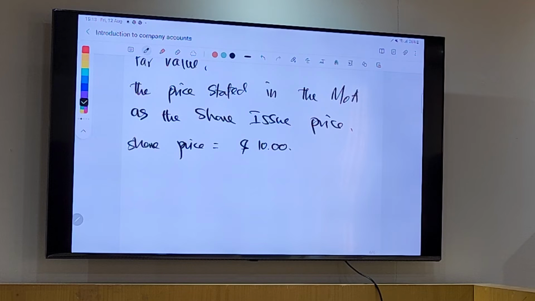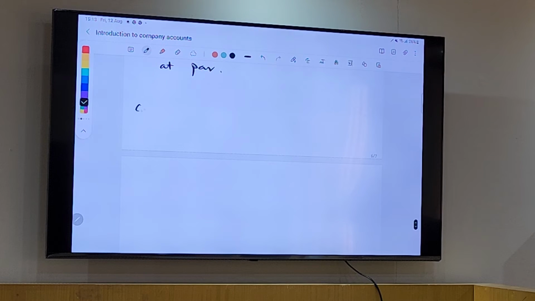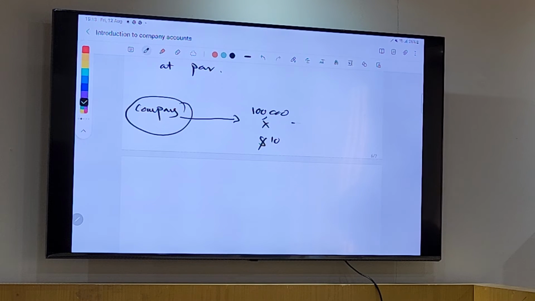When first time they are issuing shares, they will issue shares at, okay, let's say this is the company. Shares get issued, 100,000 shares. One share is $10. So, Mr. A purchased shares of this company. 1,000 shares he is buying. How much will he pay? One share is 10. So, he will pay a total of 10,000.